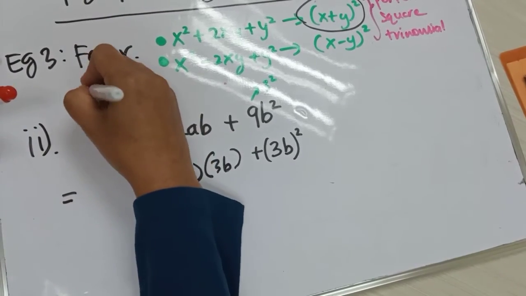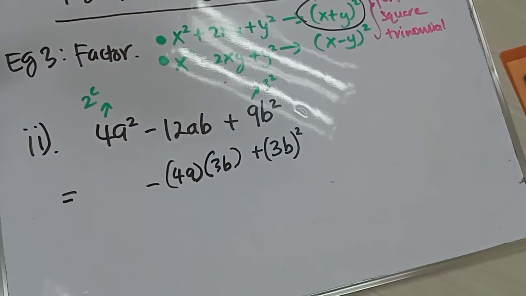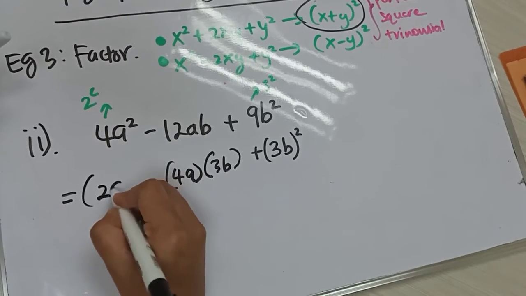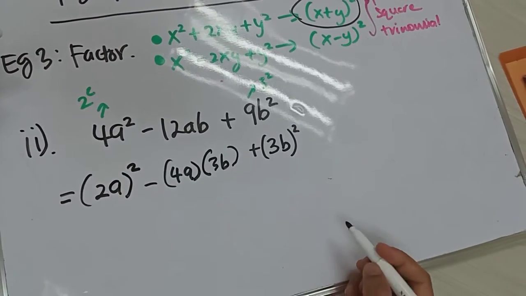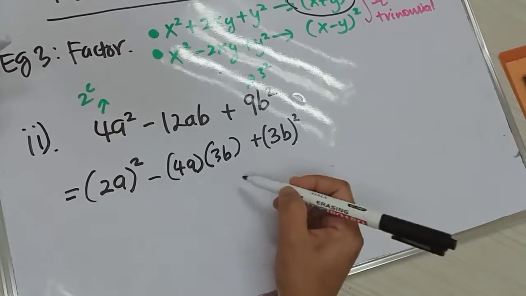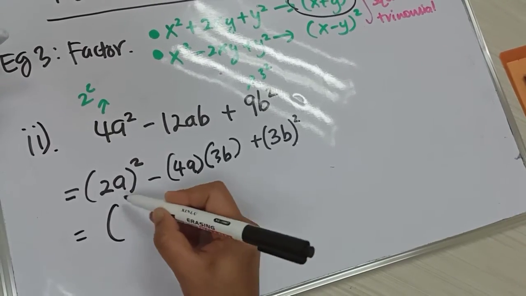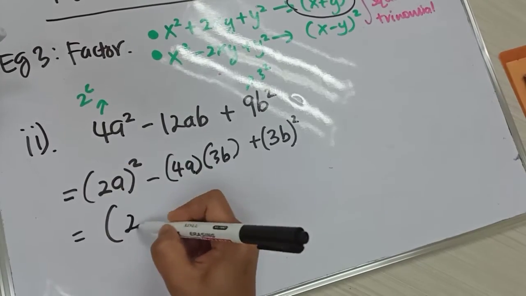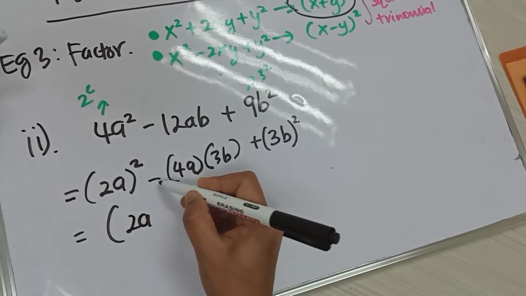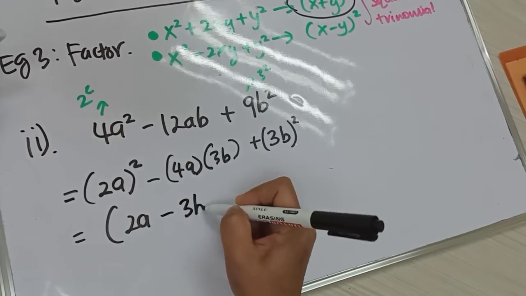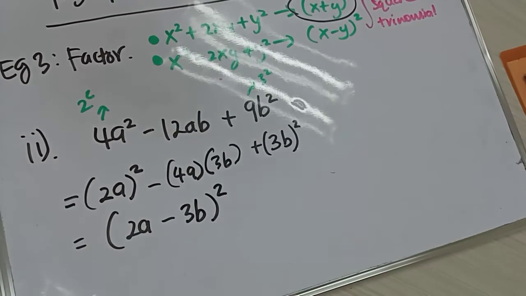4 is 2 to the power of 2. So there will be (2a) square. Okay, now to put in brackets, the answer is, for the first term, 2a, because we have minus 3b square. Now we do some rechecking.